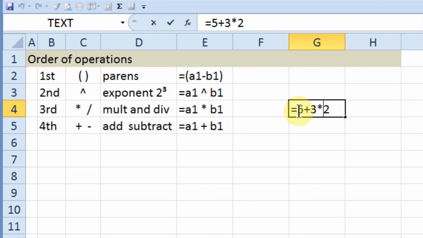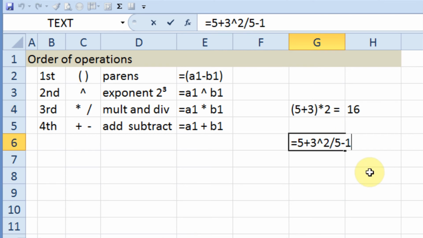to compute the 5 plus 3 first, I can always place this in parentheses because parentheses are the highest of the order. So if I come back out here and place my 5 plus 3 in parentheses, it will evaluate the whole formula, and whatever's in parentheses it will do first. It will take this, make it 8, and then multiply that by 2, which will give me 16.